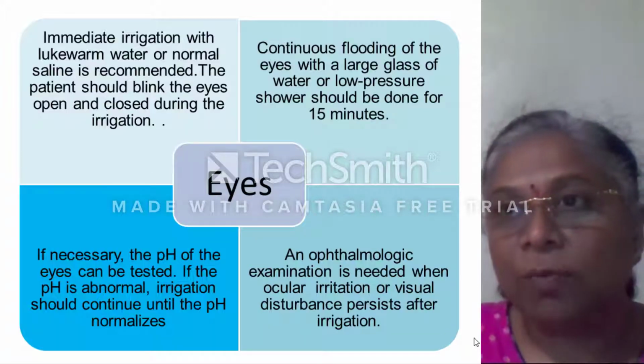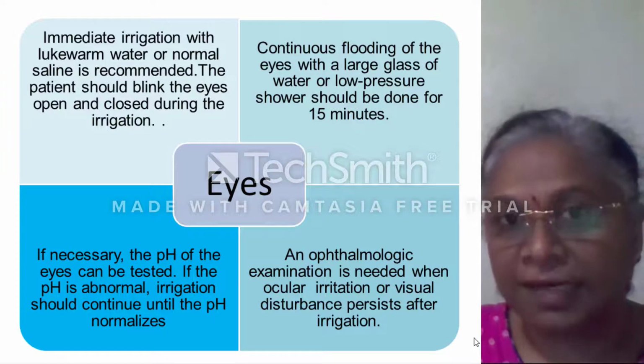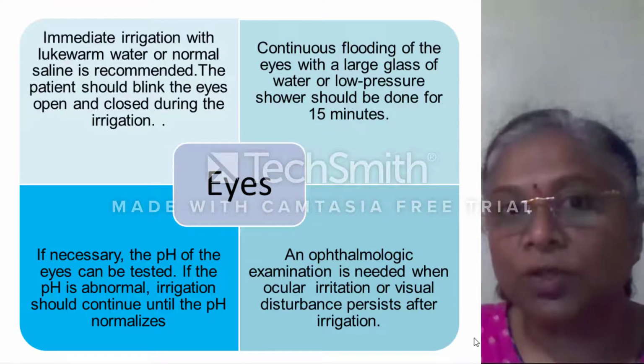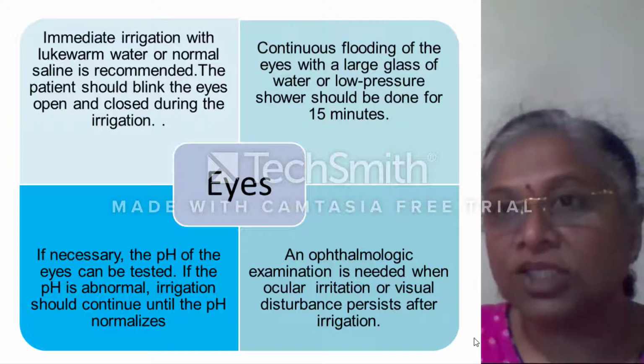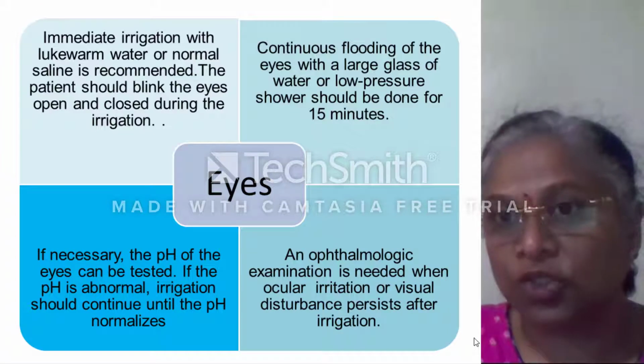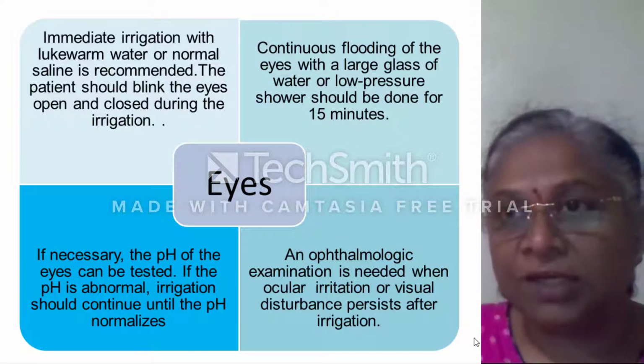If poisoning has occurred through the ophthalmic route, then immediate irrigation with lukewarm water or normal saline is recommended. The patient should blink the eyes open and close during the irrigation. Continuous flooding of the eyes with large glasses of water or a low pressure shower should be done for at least 15 minutes. If necessary, the pH of the eyes may be tested, and if the pH is abnormal, then you have to irrigate the eyes until the pH normalizes.